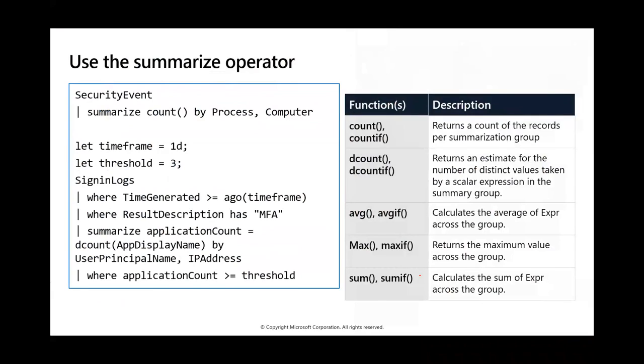The where operator for result description will filter the result set for results that include the MFA. Next, the statement will summarize, producing a distinct count of application names, and will group by user and IP address. And finally, there is a check against a variable created with the name of threshold, to see if the number exceeds the allowed amount, for example.